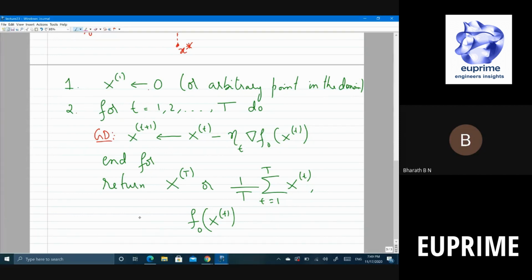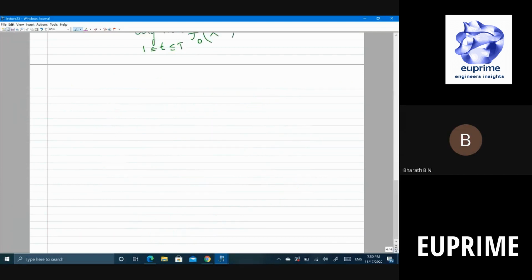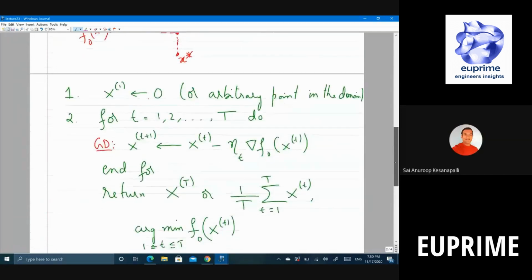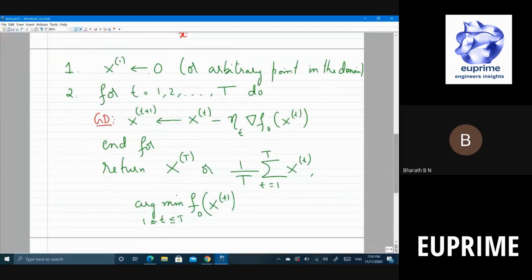Well, this is of no use in this case because why? You are moving in the gradient descent direction, so most likely x capital T would be the least. Average also may not be useful because xT is the best, right? You better choose x capital T. Is this fine? This is called the gradient descent algorithm. Is this fine? Yes, sir. Okay, is this fine, everyone?